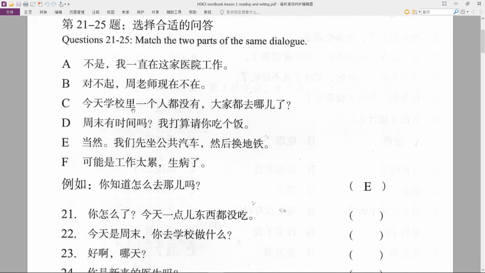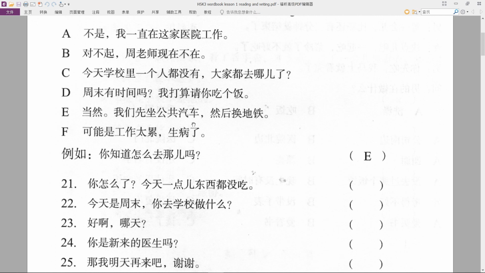C. 今天学校里一个人都没有. 大家都去哪儿了? First we can see 今天学校里, today in school. 一个人都没有, this is grammar in our book, one person even don't have, so no one's here. 大家都去哪儿了, everyone all go where? 都去哪儿了?